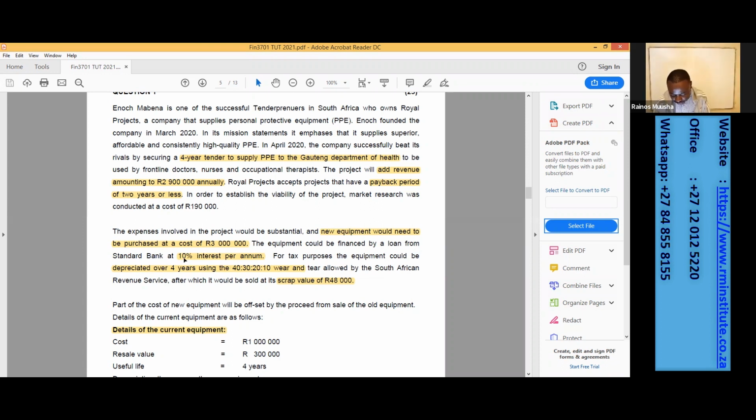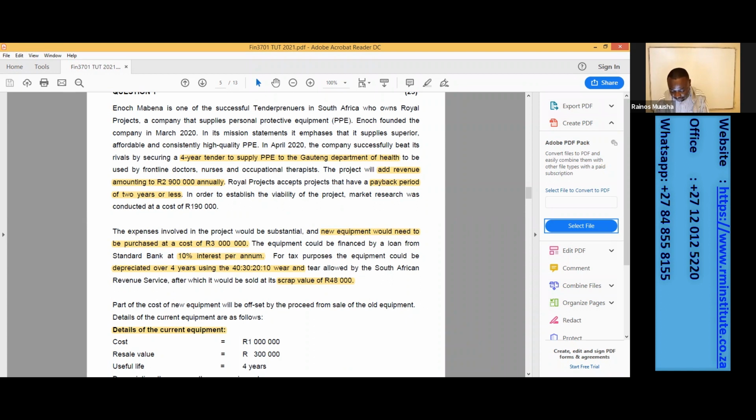Then the other cost that they talk about here is where they say the equipment can be financed by a loan from Standard Bank at 10% interest per annum. Now, the interest expense is not a relevant cost for capital budgeting. Hence, it's not going to be included in the capital budgeting calculations, the cash flows.